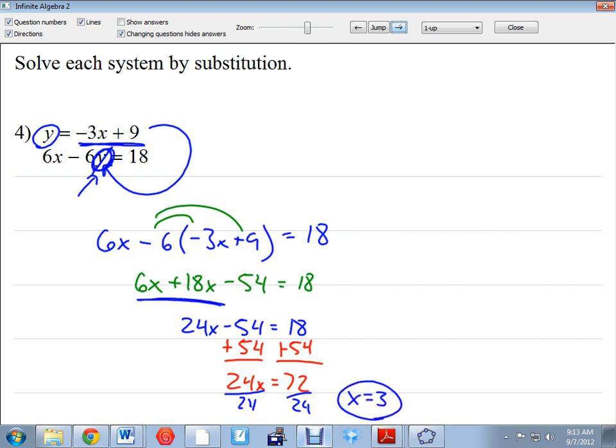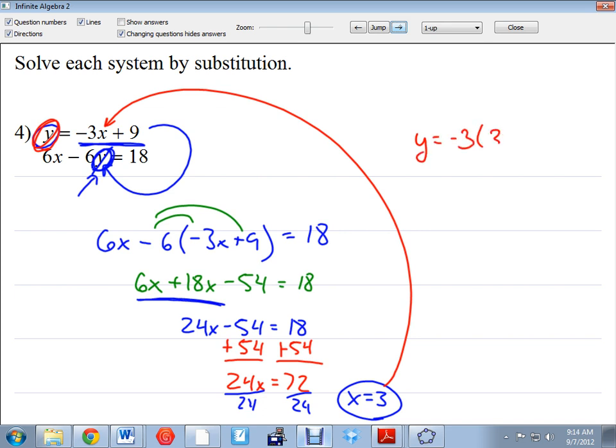Now this is the value for x. You cannot forget to find the value for y. It is beneficial for us to plug it into the top equation in this one because that's the one that is already equal to y. We could plug it into the bottom, but it might be a little bit more difficult. Y is equal to a negative 3 times x, which is positive 3, plus 9. Negative 3 times 3 is negative 9 plus 9. Y is equal to 0. Now my solution would be 3, 0. That's the second type, is when one equation is already solved for y and one is not.